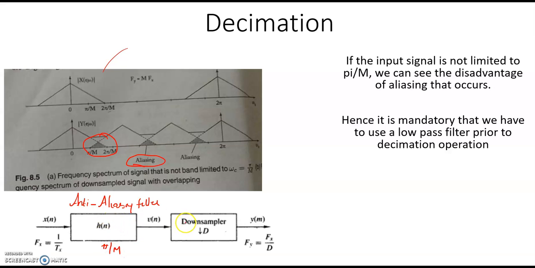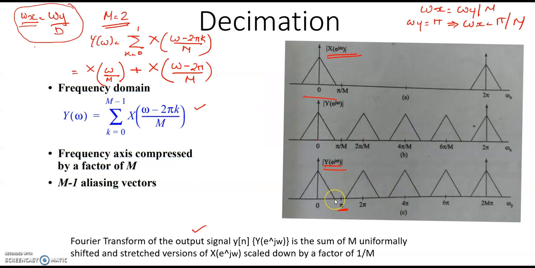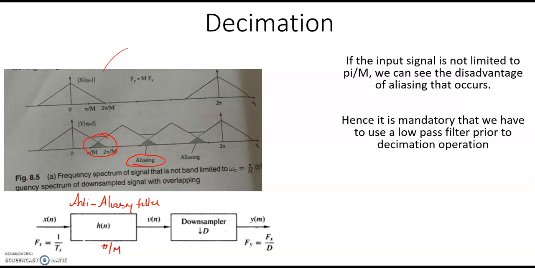And after that, we carry out the downsampling process, and when we do so, we get an output signal like the version drawn over here, where you don't have the effect of aliasing. So that is the frequency analysis topic with respect to decimation. And I hope these two videos help you to understand the topic in a clear way.